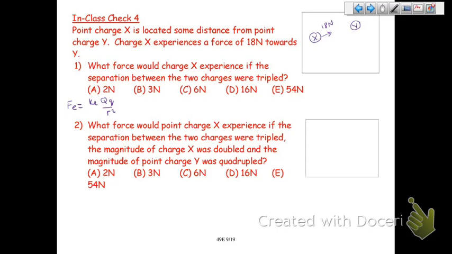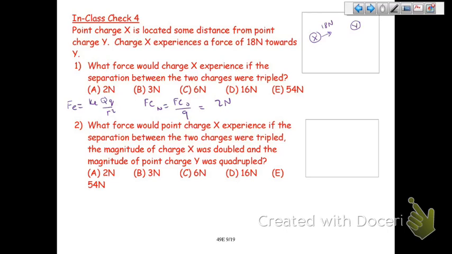Some people can do it in their heads. For other people, they can't. So we can say that Fe new is equal to Fe old over 9, which equals 2 newtons. Some people can't do that, and so they've got to use this next technique. And I'll show you this next technique in a more complicated version.